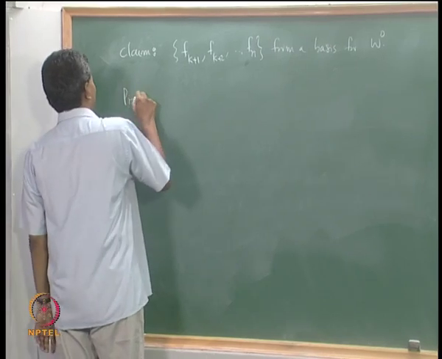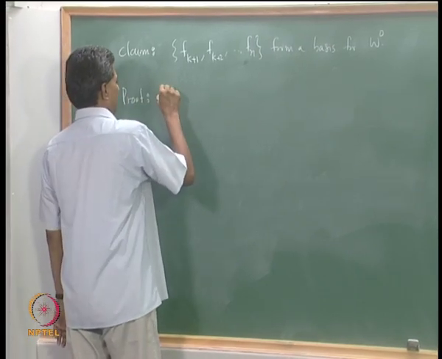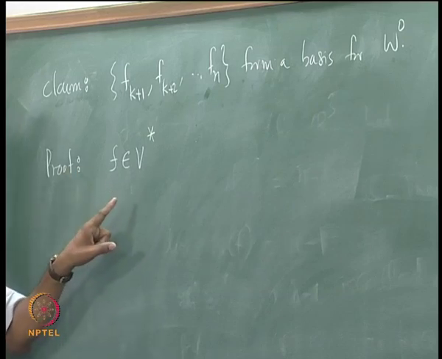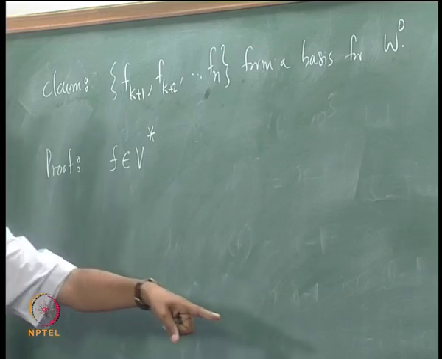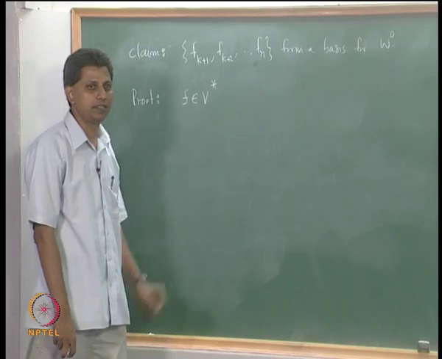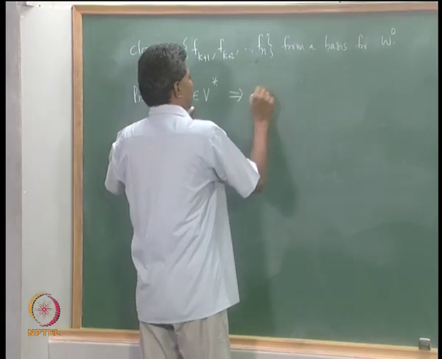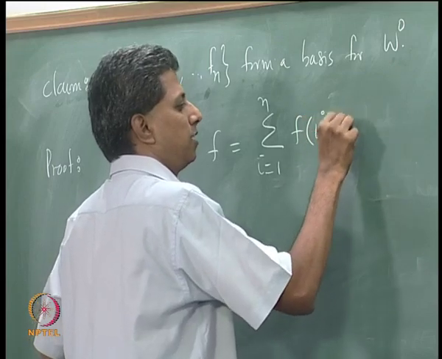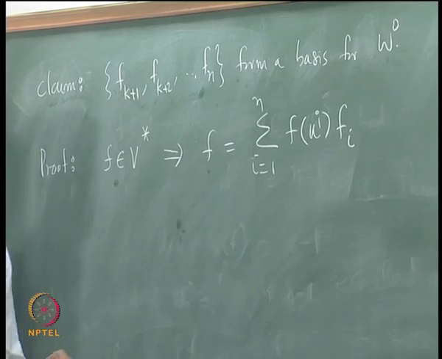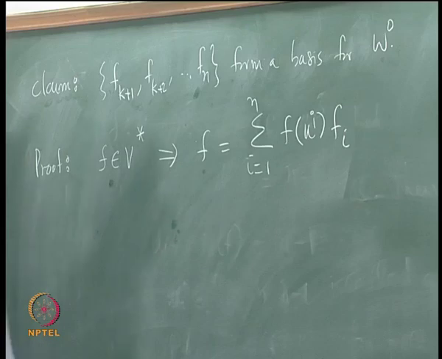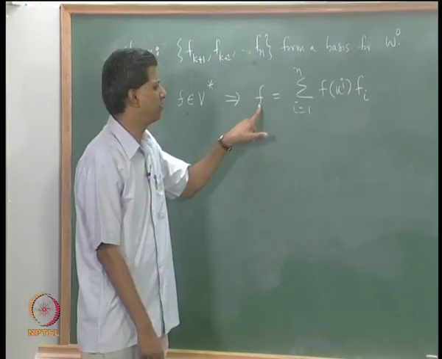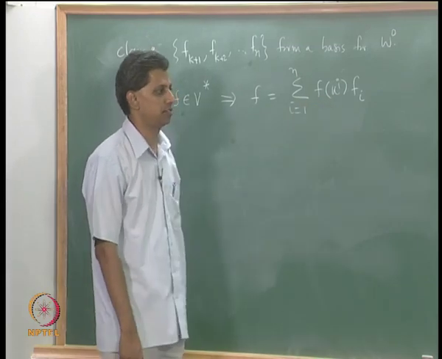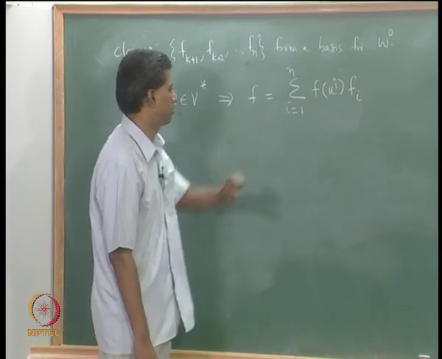Proof of the claim. If I have any linear functional f on V, then this linear functional is a linear combination of the dual basis functionals f1 etc fn, where the coefficients also can be given explicitly. That is, f is the summation i equals 1 to n of f of ui multiplied with fi. f is a linear combination of f1, f2 etc fn, because f1, f2 etc fn form the dual basis. So any linear functional can be written in terms of those. In addition, we also have information on the coefficients. The coefficients are f of ui.